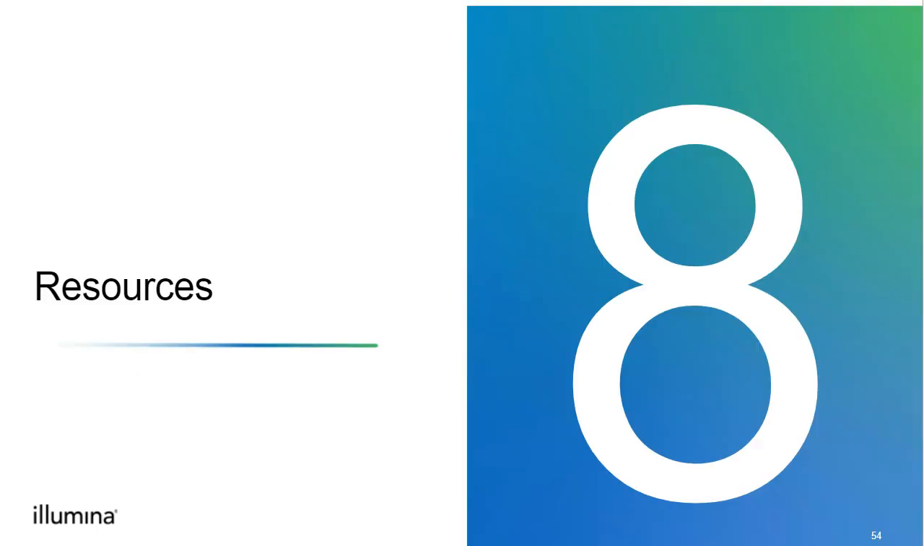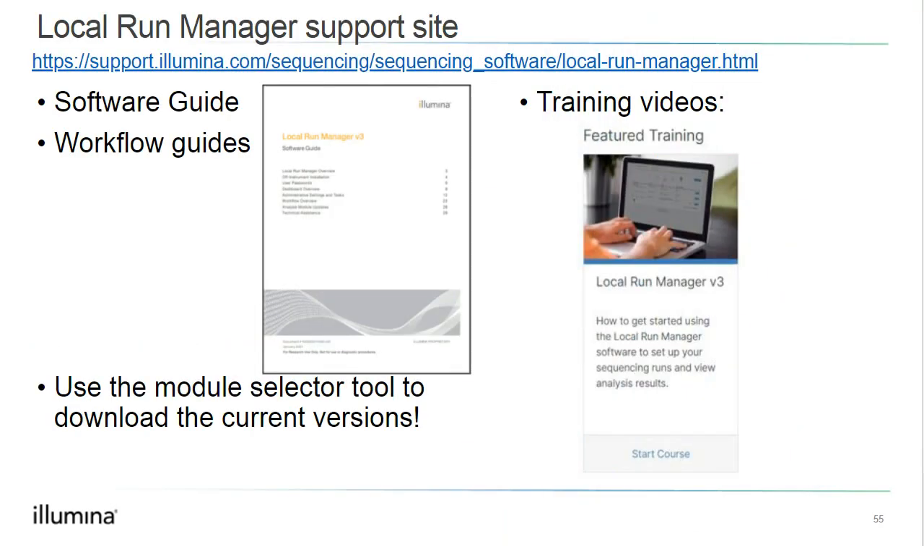There are some resources we want to point you towards to get more information. So here's a link to our Local Run Manager support site. And from there, you can get the software guides and workflow guides and installers for each of the modules. And again, we recommend using the module selector tool, which you can get to from this link, to make sure that you're looking at and downloading the correct version for your framework. We also have a new training video released from our training site that goes into further detail about how to get started with Local Run Manager version 3, how to set up runs. It's about 20 minutes, and it's a good review of just everything we've talked about today, and more information about how to start your runs and look at your results.